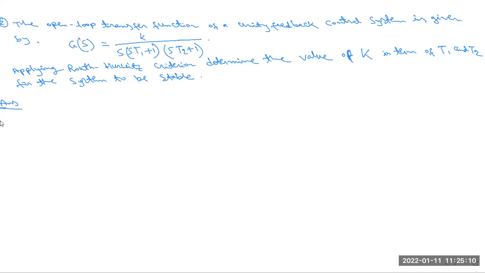So first we have to calculate the characteristic equation. The characteristic equation is given by S into (S T1 plus 1) into (S T2 plus 1) plus K equals to 0.